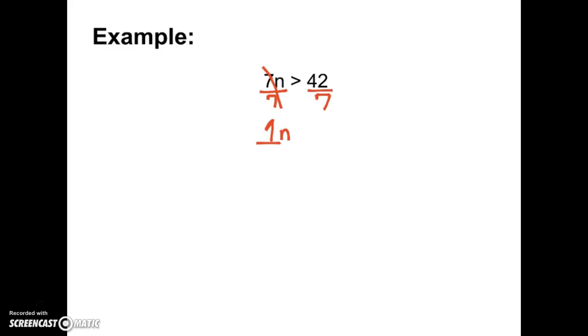Still have my n. And I divided by a positive number. The 7 is not negative, it's positive. So my sign, or my symbol, excuse me, here, stays the same. And I do 42 divided by 7 is 6. And again, notice, because I did not divide by a negative, my symbols here are facing the same way. They're both greater than symbols. Let's look at another example.